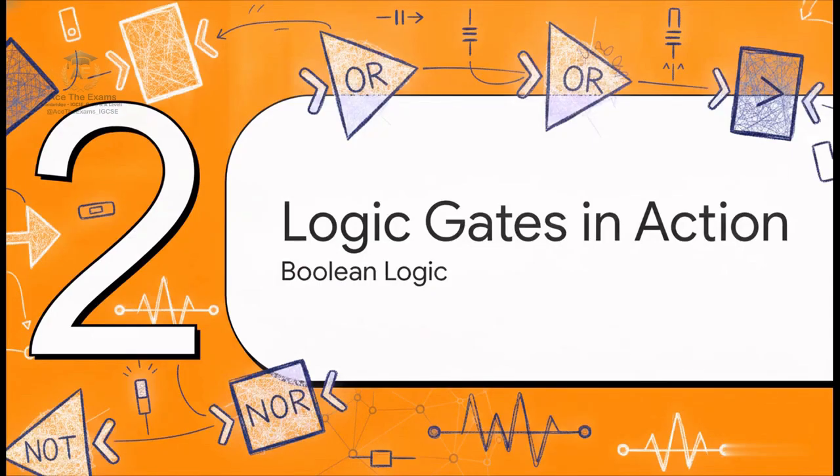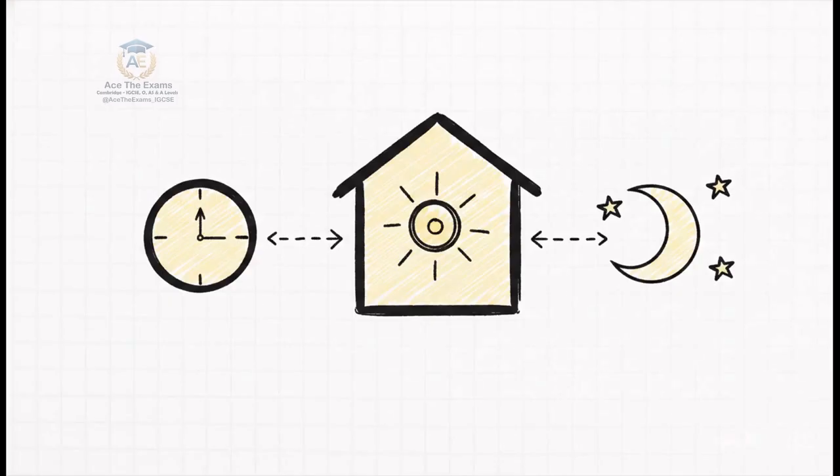So to build that framework, let's jump into Section 2, Logic Gates in Action, focusing on Boolean logic and truth tables. We're moving from pure theory to a high-stakes practical application for Paper 2. Imagine this classic exam scenario. A security light outside a house comes on after 6 p.m. or if it is dark.